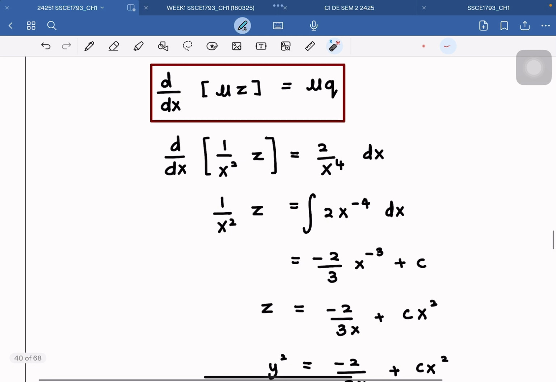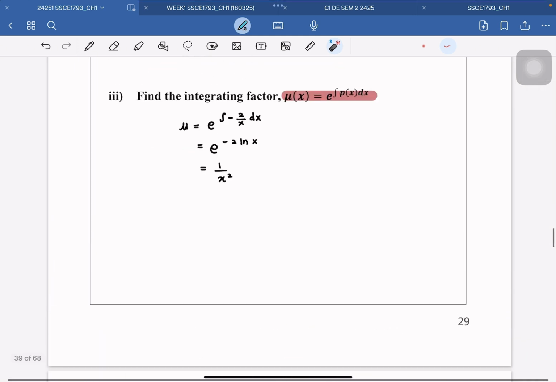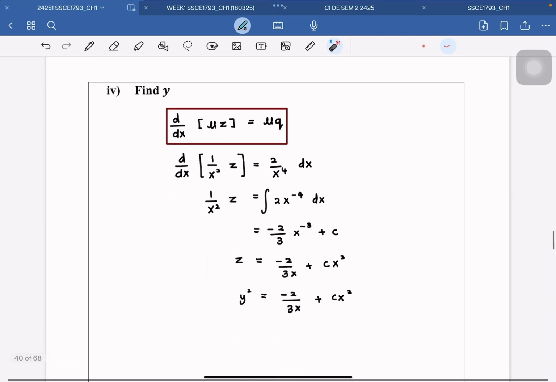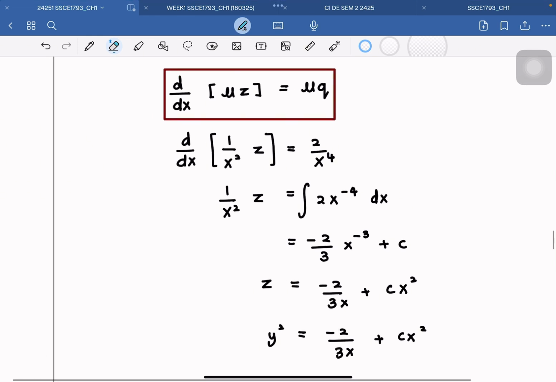Okay, so what's next? Finding y. So you have to find y. How? By writing this equation, d over dx of mu z is equal to mu q. Copy back your mu here, and then copy back your q here. Alright, so after you solve, what is your q? 2 over x square.